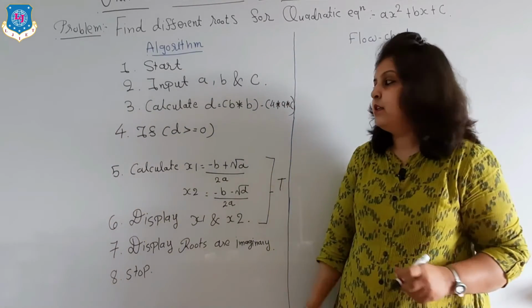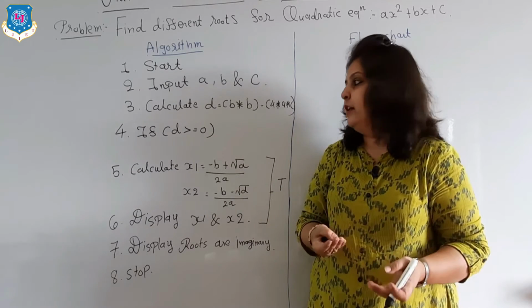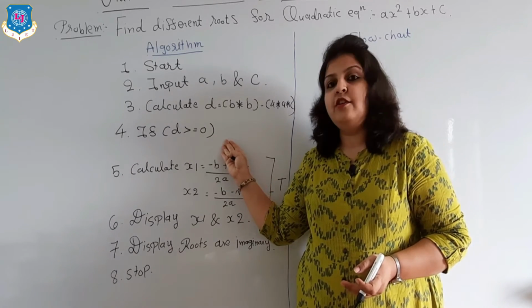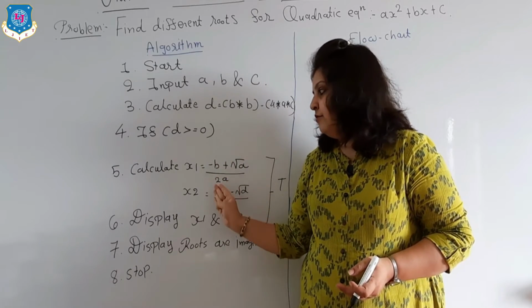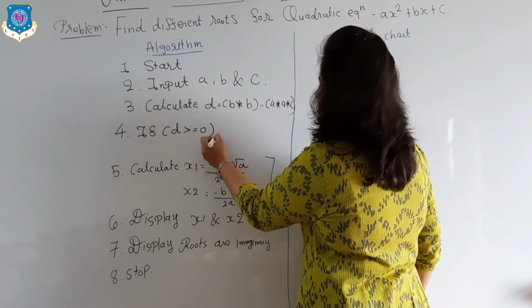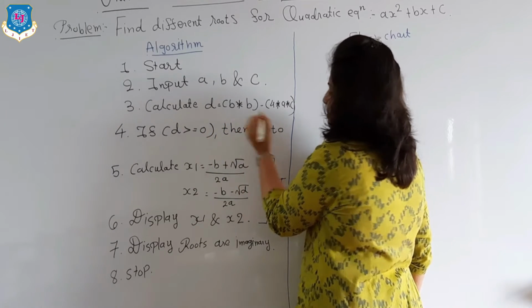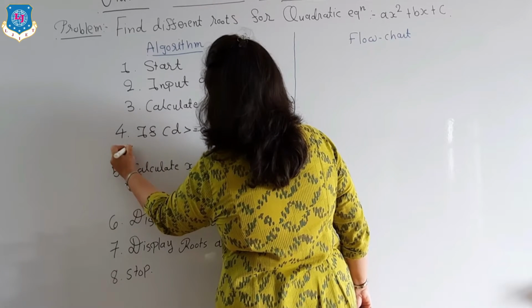But here something is missing in statement number 4. We have to set the control that if this condition is true, then we go to the next statement, that is statement number 5. So here after the comma we have to write: then go to next statement.